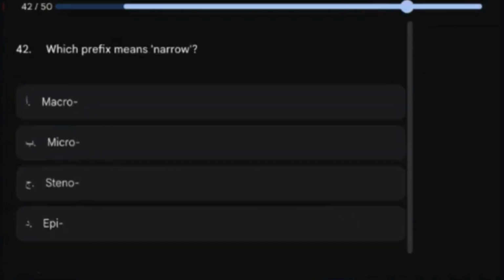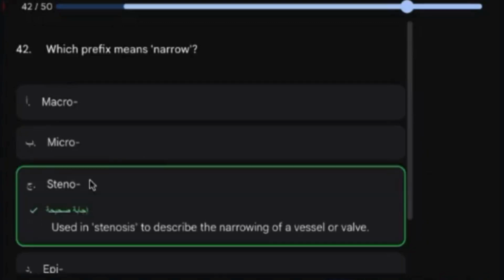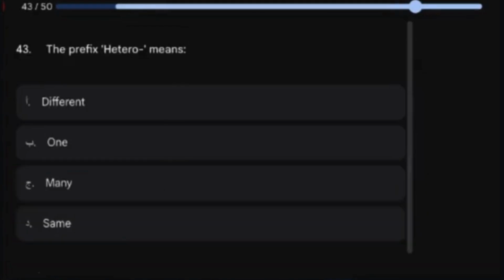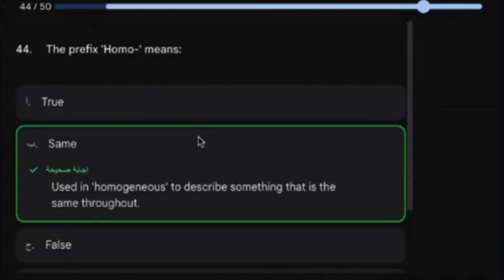Which prefix means narrow? Is it macro, micro, steno, or epi? So macro means large, micro means small, epi means above, steno means narrow, like stenosis, the narrowing of a blood vessel or a valve. The prefix hetero means different, one, many, or same? It means different. The prefix homo means true, same, false, or different? So it means same, like homogeneous, to describe something that is the same throughout.